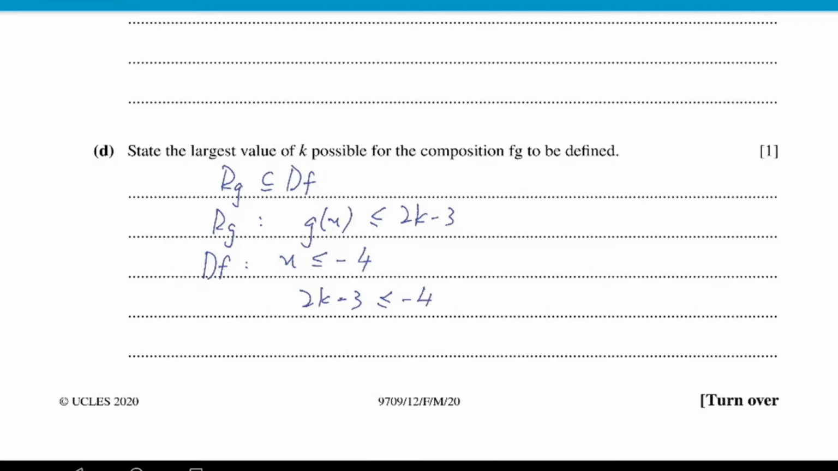So we can just solve for the k here. The k must be less than or equal to -half. They want us to state the largest value of the k here, so the largest k that we have is -half. Okay, this is the idea about it. Let's look at the next question then.